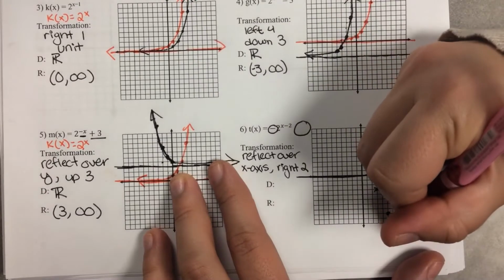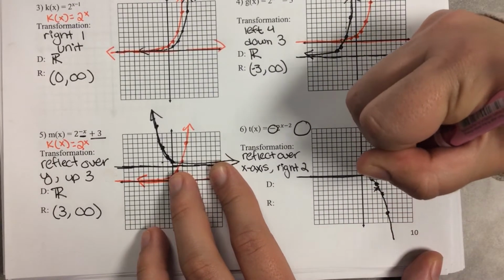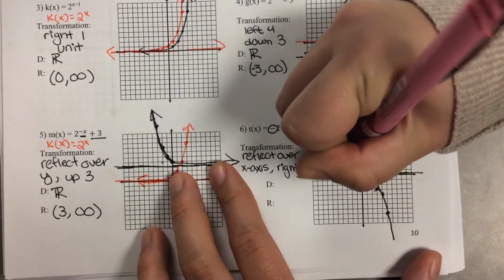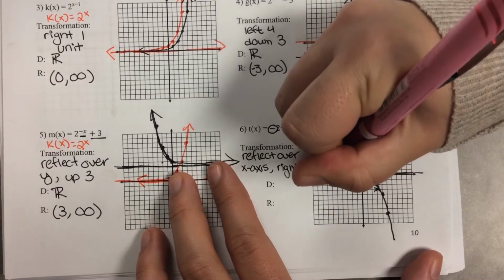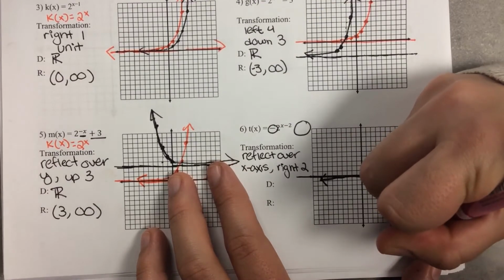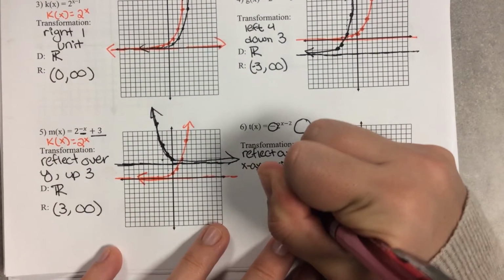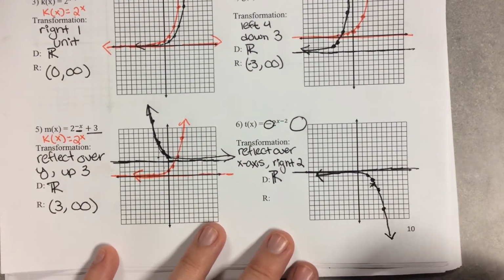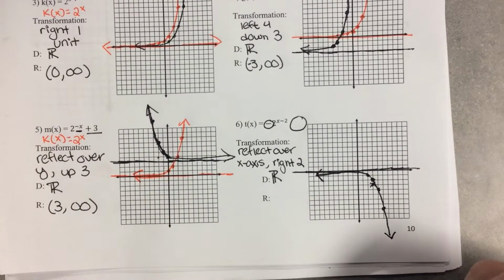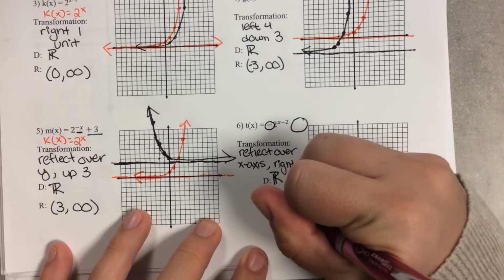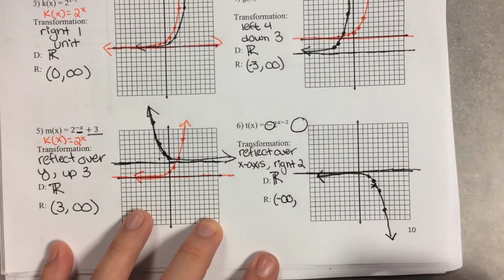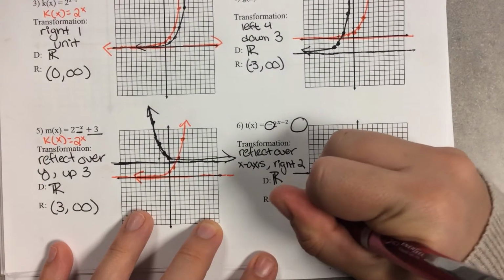So when we connect these dots, it's going to approach 0, this time from the other side, but it's still going to approach 0. It's never going to touch it. So when we connect these points, we're going to get this. So the domain is all real numbers. You've probably noticed a pattern that it's always going to be all real numbers. But this one's different because it's going down forever instead of up forever. So the range is going to be -infinity to 0.